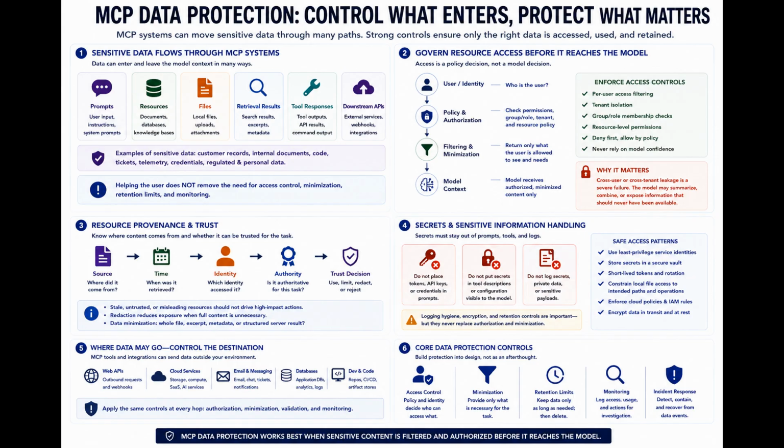MCP systems can move sensitive data through prompts, resources, files, logs, retrieval results, tool responses, and downstream APIs. That makes data protection a first-class design concern. A model context may include customer records, internal documents, code, tickets, telemetry, credentials, regulated information, or personal data. The fact that the data is being used to help the user does not remove the need for access control, minimization, retention limits, and monitoring.